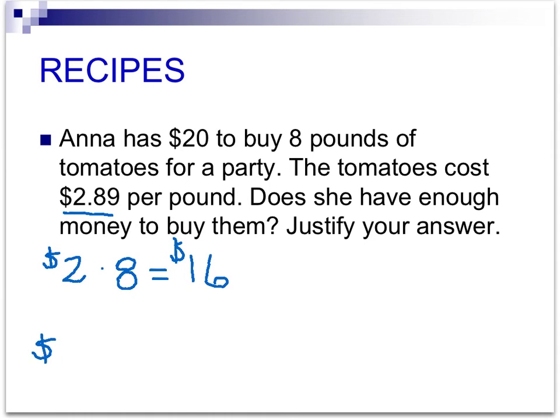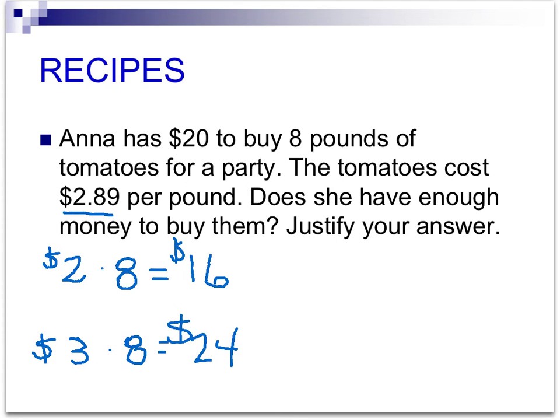Then I'm going to round up $2.89. I'm going to make that $3 per pound times the 8 pounds that I would like. And I know that 8 times $3 would be $24. So if the actual cost was $2 a pound, I would be paying $16. If the actual cost was $3 per pound, I would have to pay $24.